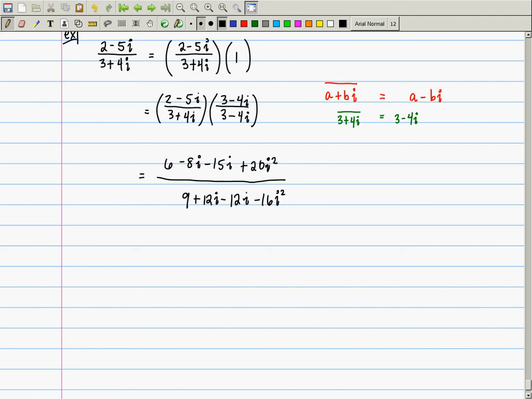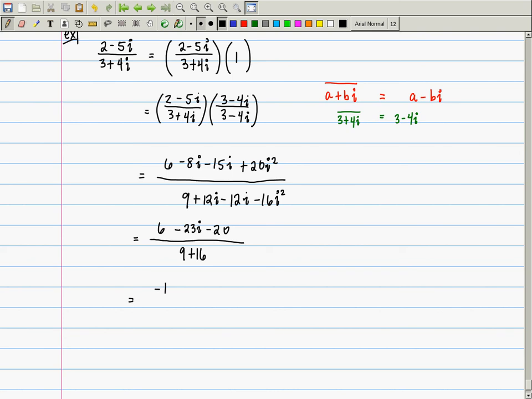So then simplifying the numerator, you get 6 minus 23i minus 20, and then divided by, now notice very nicely that you have plus 12i minus 12i, the i's go away. Now you have negative 16i squared, which is what? Positive 16. So this is 9 plus 16. So then this is negative 14 minus 23i over 25.